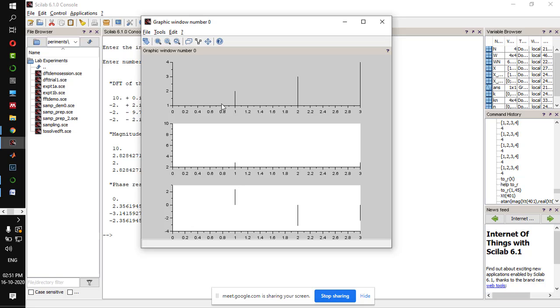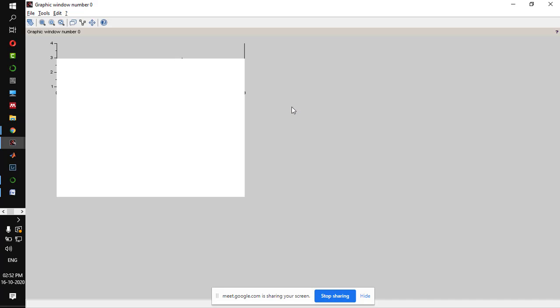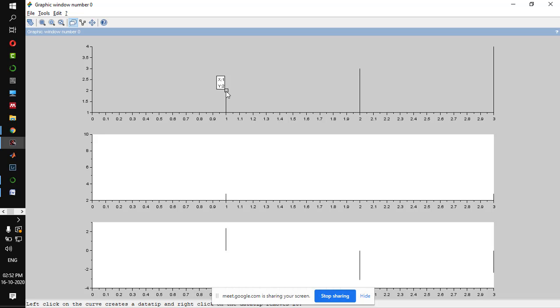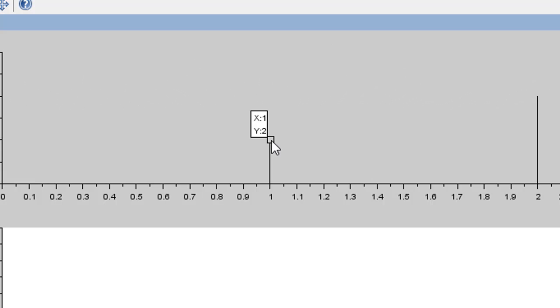I can give a title and labels for the x-axis and y-axis; go through those 3 videos. And one important thing I wanted to tell you is, I think this is the toggle data tip mode. If you click it and click across this step, you get the value of the x-axis and y-axis. So x is 1 and y is 2. This is the second sample, no? So x of 0 is 1, x of 1 is 2, x of 2 is 3, x of 3 is 4, right?